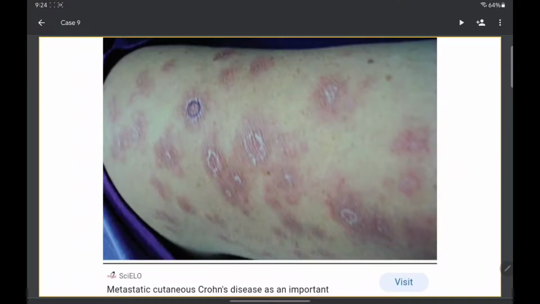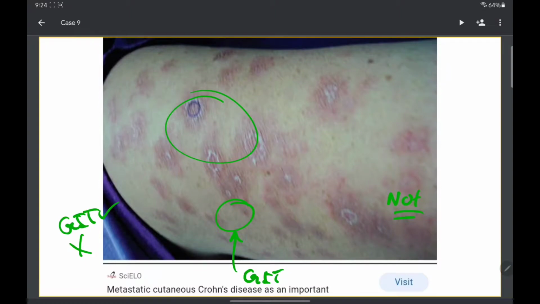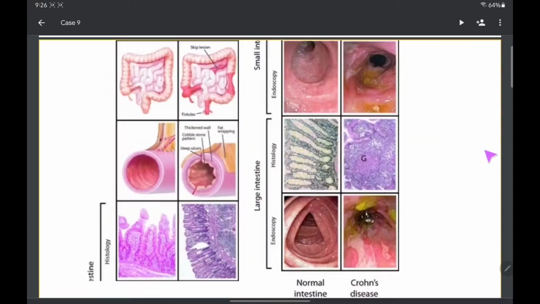Now, one of the extra-intestinal manifestations of Crohn's disease is the appearance of granuloma-like or rash-like lesions in the skin. And this one here is known as cutaneous granuloma, and it is misleadingly known as metastatic Crohn's disease. It appears with Crohn's disease, however, it is not metastatic. What I mean is, it doesn't transfer from the GIT into the skin. And also there might be a patient without a GIT granuloma, but it might appear in the skin. The granuloma is cutaneous granuloma.